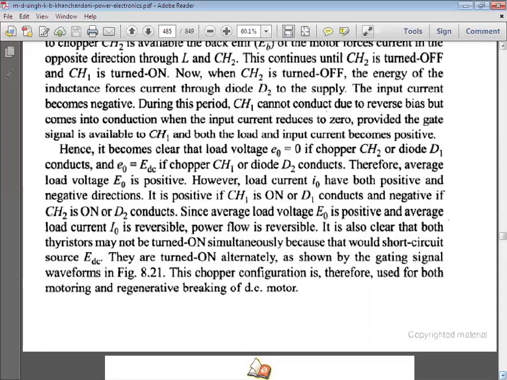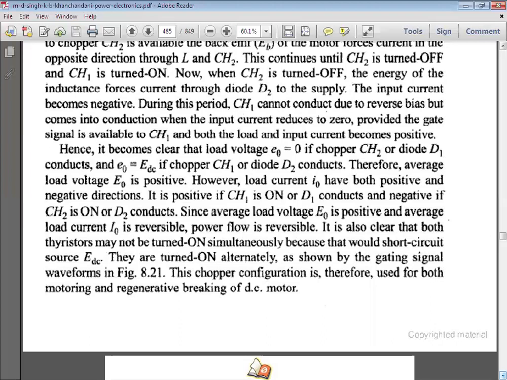So therefore, if you take the average of the output voltage, then the average output voltage or average load voltage E naught is positive in both the conditions. However, if you see the output current, that is the load current, the load current has both directions, that is positive and negative.